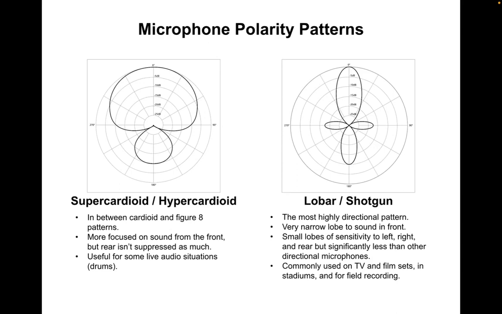The lobar or shotgun pattern is the most highly directional pattern, meaning it has a very narrow lobe to sound from the front, small lobes of sensitivity to the left, right, and rear, but significantly less than other directional microphones. Shotgun patterns are commonly used on TV and film sets with sportscasters in stadiums or arenas and for field recordings.